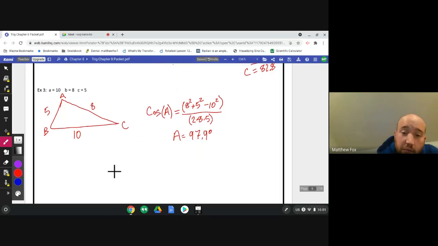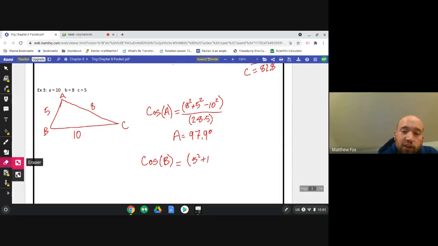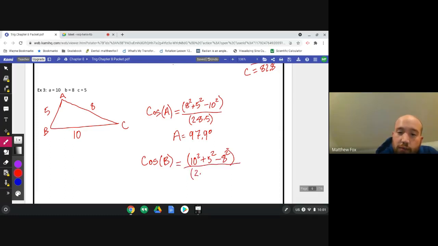So now let's keep going. Let's find B, and then we can use our knowledge of triangles to find that last one. So cosine of B equals, so instead of B squared, it'll be A squared. Well, it would be fine either way, but A squared would actually be 10 squared plus C, which is 5 squared, minus B squared, so minus 8 squared. All that over 2 times A times C, so 10 times 5.